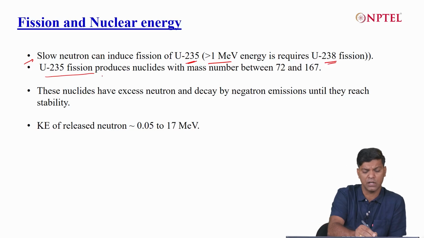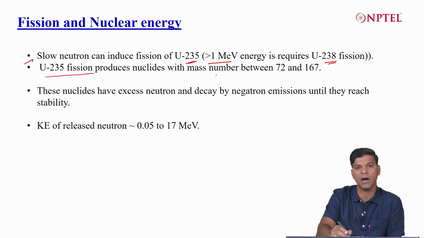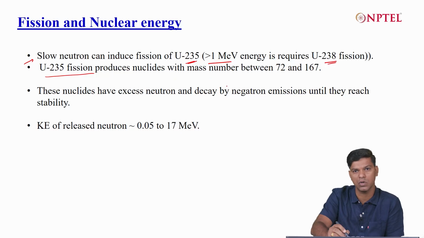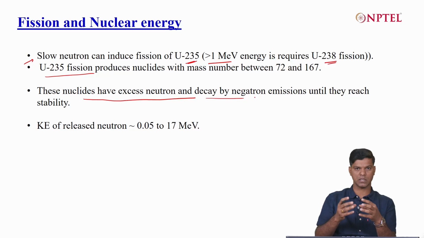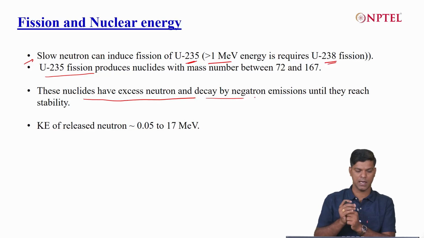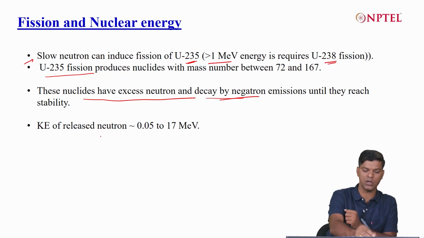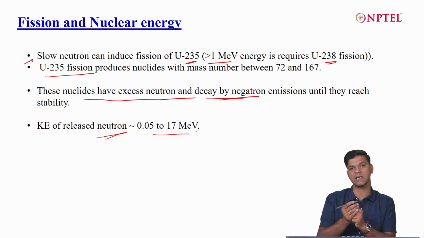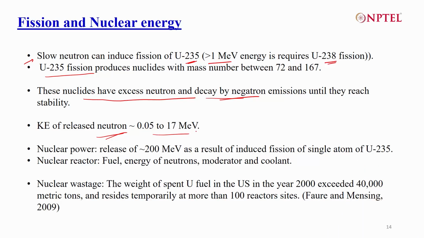In case of uranium-235 fission, product nuclei will have mass numbers that vary from 72 to 167. Once these fission products are produced, they are often produced with excess neutrons, and they decay through negatrons, and they do that till they reach stability. And during this process, a lot of neutrons are also released, with an energy varying from 0.05 to 17 MeV. Now, as I mentioned, this could be one of the important nuclear energy resources.